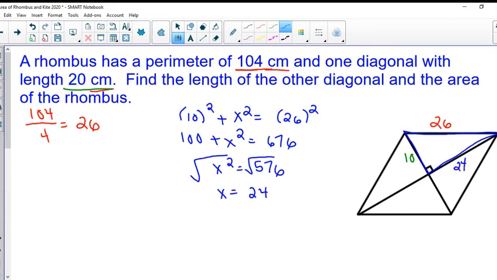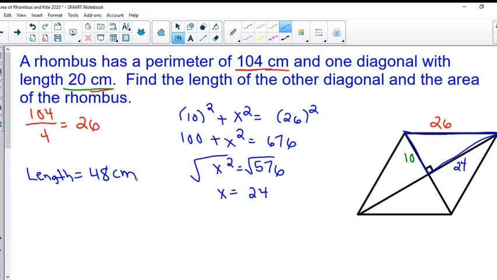Now the question asks us to find the length of the other diagonal and the area. So the first thing we can do here actually is find the length right away. That's easy. Our length is going to equal 24 plus 24, which is 48 centimeters.